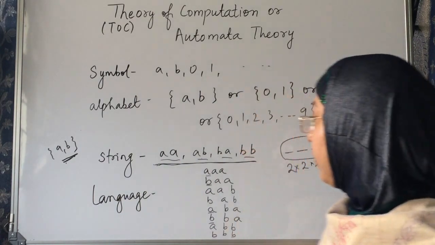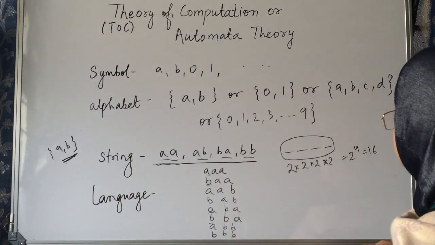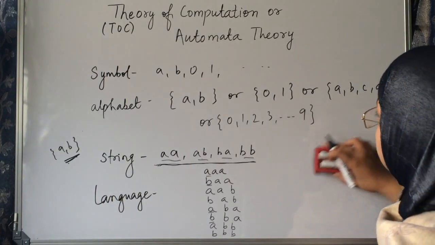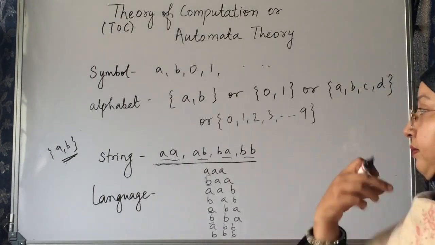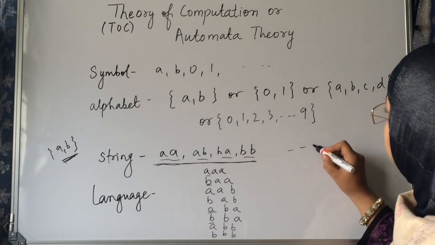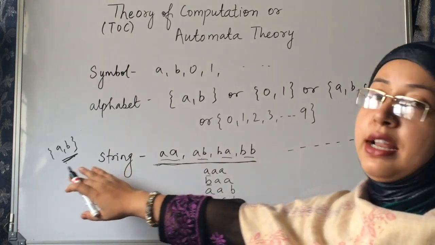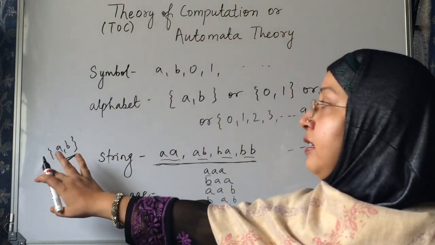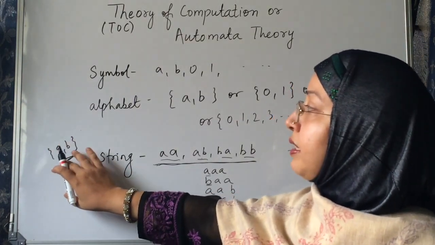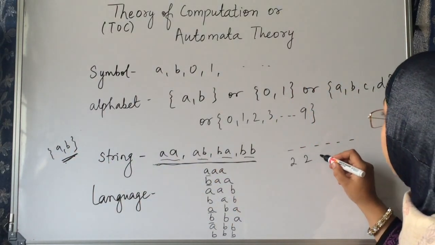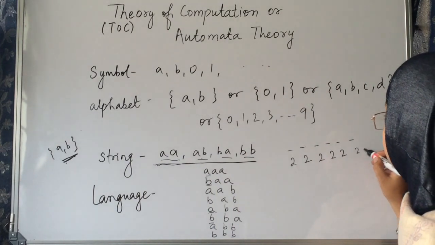Okay. If I ask you that your string is of length n and you are having the symbols A comma B, this is the alphabet, and how many symbols are there in your alphabet? 2. So for each position you have just 2 symbols.